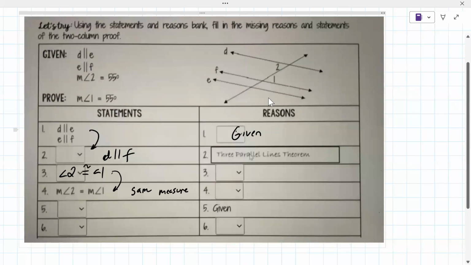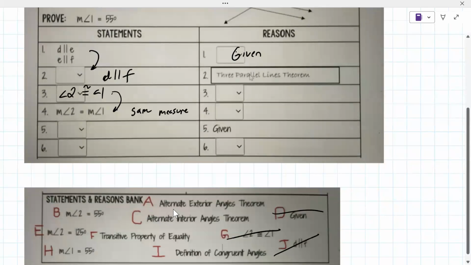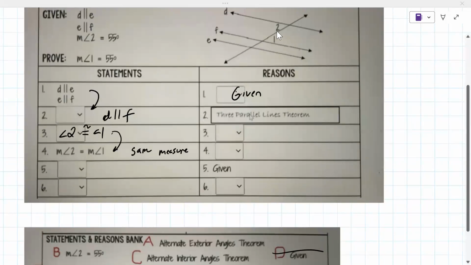Now, what could it be that allows those angles to be congruent? If you're not sure, you go to your reasoning bank, and it's either A, C, F, or I, because those are the only ones that are words. A, C, F, or I. Definition of congruent angles. Nope. What makes them congruent in this drawing?